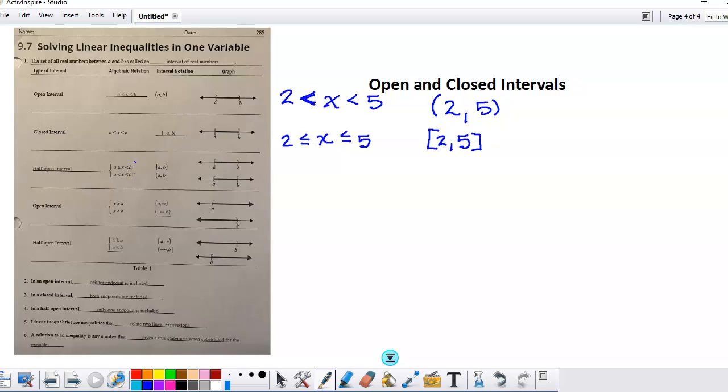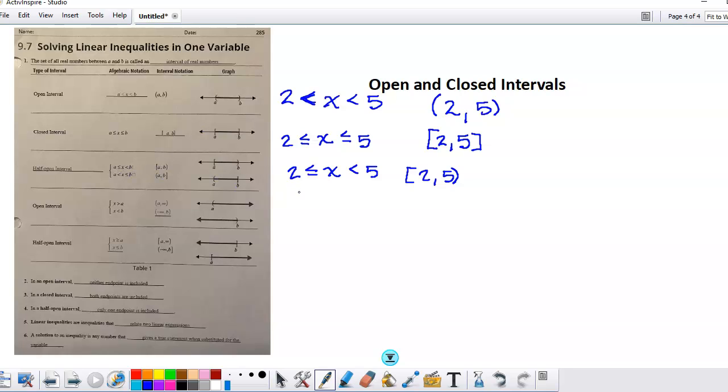Half open interval, these are two separate examples. A half open interval means that one side of the section of work is included as an answer and the other side is simply the boundary line. So if I had 2 is less than or equal to x, which is less than 5, on this side I have the equal to, so 2 is included in the answer. But on this side of the x, I don't have an equal to, so though 5 is my boundary, it is not included in the answer.